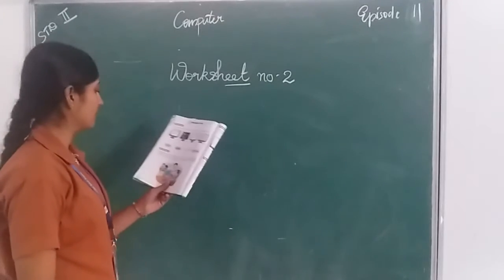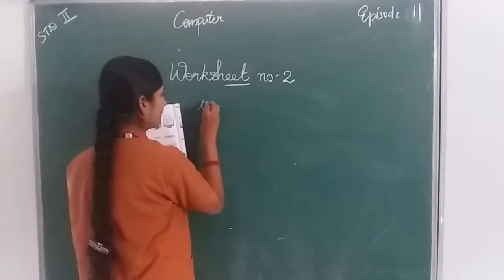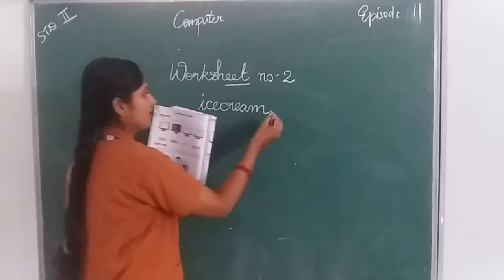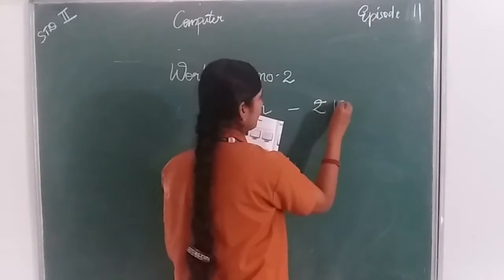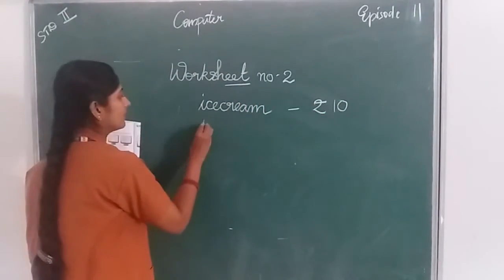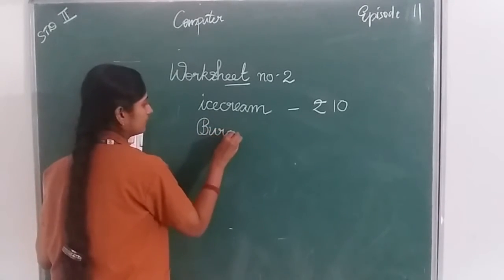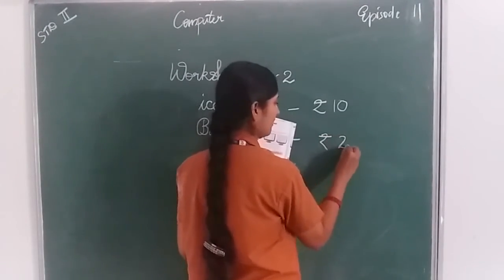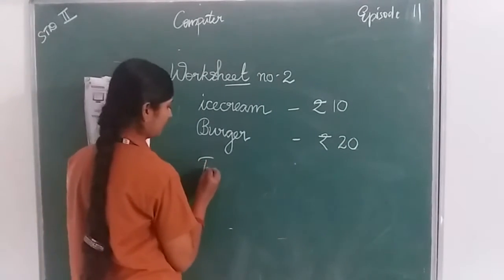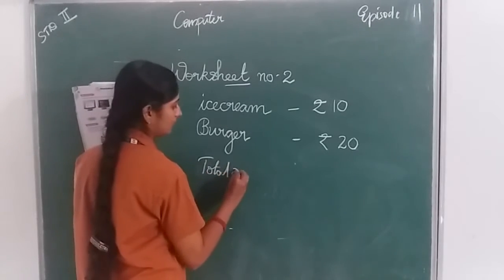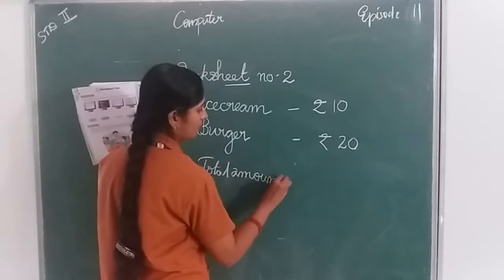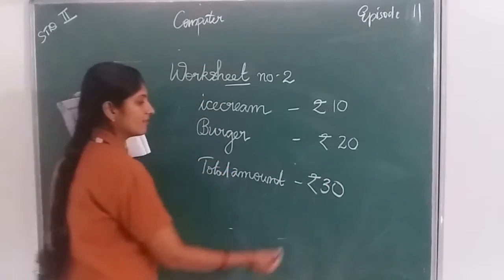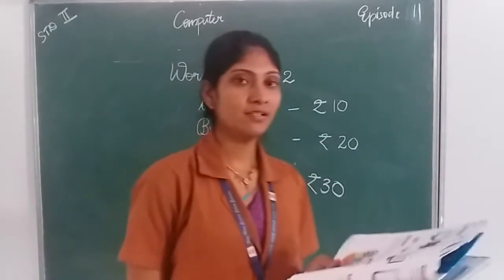Okay, so first question: ice cream, rupees 10, then burger, rupees 20, then total amount, rupees 30. So this is the bill which is prepared for that restaurant.